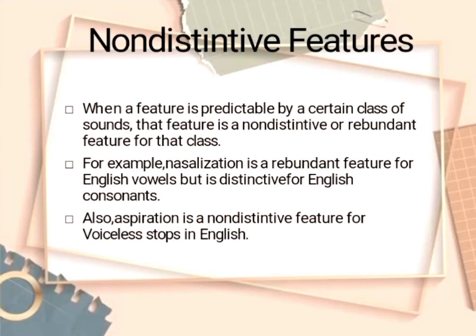Also, aspiration is a non-distinctive feature for voiceless stops in English. Aspiration is a feature in language where saying a consonant gives out a puff of air. So the point here is that aspiration is not a distinctive feature, since when aspiration is added to K, it does not create a different phoneme, as in the case of voicing.